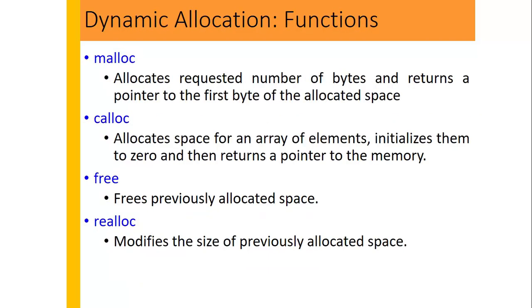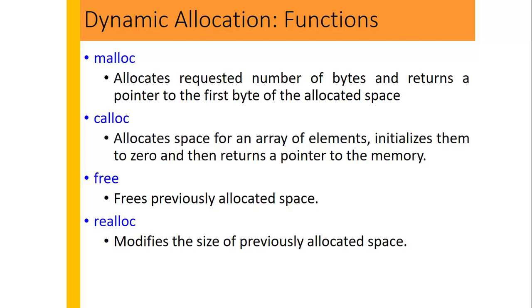So there are 4 functions that help us do dynamic memory allocation. First is malloc. It allocates the requested number of bytes and returns a pointer to the first byte of the allocated space, right? At runtime we want, say, 20 bytes, so we use a function called malloc and get 20 bytes allocated. Calloc allocates space for an array of elements, initializing them to 0, and then returns a pointer to the memory, right?